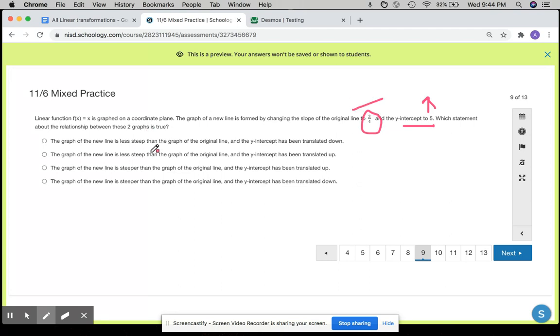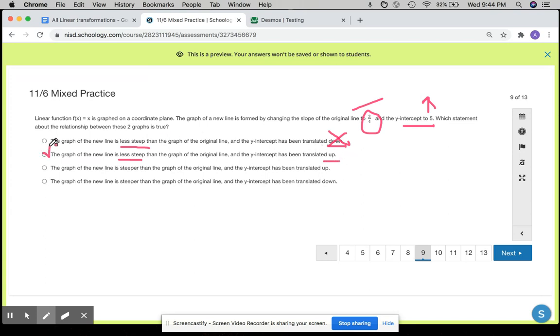So the graph of the new line is less steep than the graph of the original line, and the y-intercept has been translated down. My y-intercept has been translated up because it's a positive 5. So the graph of the new line is less steep than the graph of the original line, and the y-intercept has been translated up. This is the correct answer.